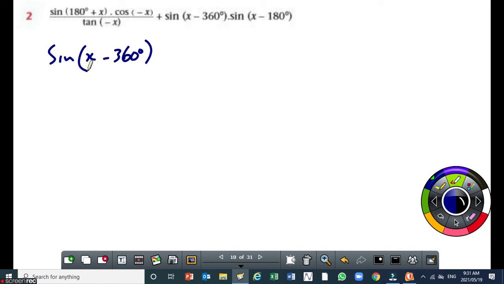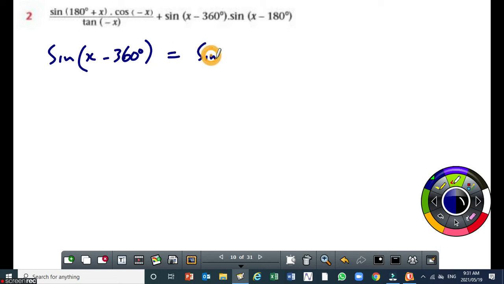The best way, you can just add 360 here. You add 360, you eliminate the minus 360, and you end up getting sine x. That's one way of doing it. So this is the same as sine.